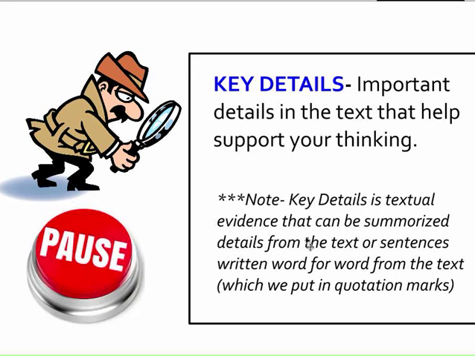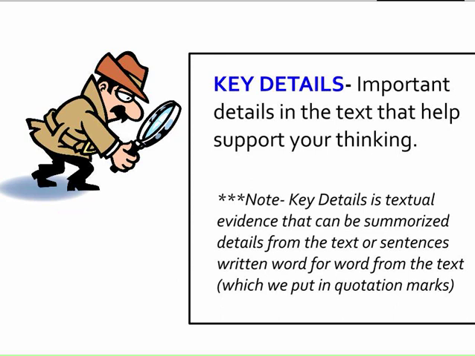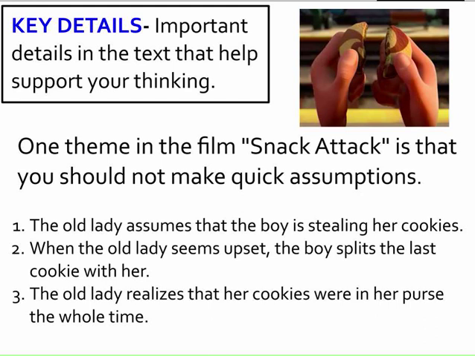So I'm going to have you pause and write down the definition for key details. All right. Key details are important details in the text that help support your thinking. So one theme in the film Snack Attack is that you should not make quick assumptions, right? So the three important key details that I pulled were first, that the old lady assumes that the boy is stealing her cookies. This helps support that she was making an assumption about him, right? Because she was assuming that he was stealing her cookies.